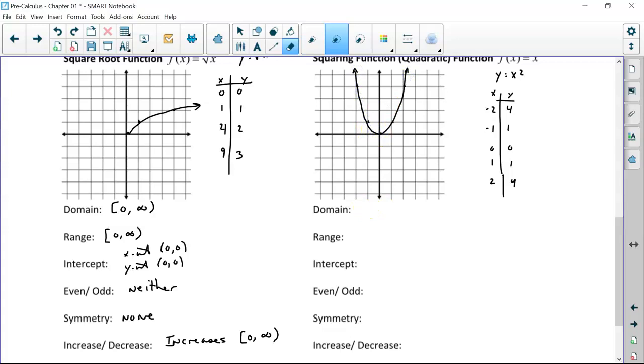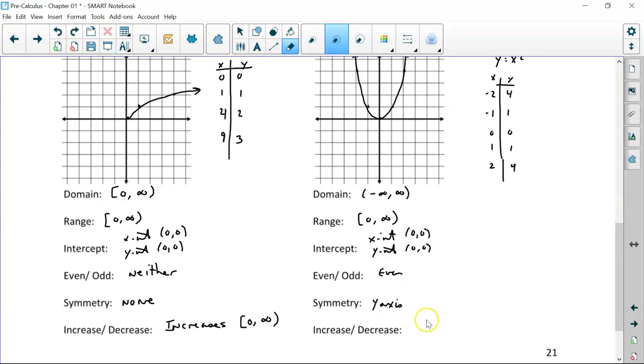So our domain, we can use any input we want to, negative infinity to positive infinity, all real numbers. Our range, our outputs, we start at 0 and we go towards positive infinity. Once again, our x and y intercepts are the same. They're both at the origin, 0, 0. If you look at the symmetry first, it has y-axis symmetry, meaning it's an even function.